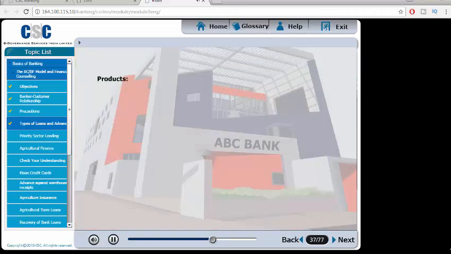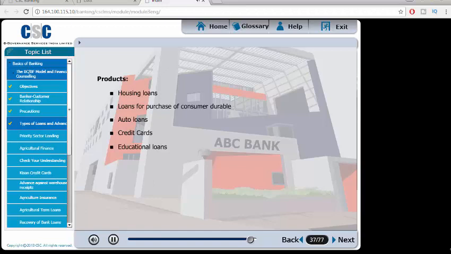The typical products offered in the Indian retail banking segment are housing loans, loans for purchase of consumer durables, auto loans, credit cards and educational loans.